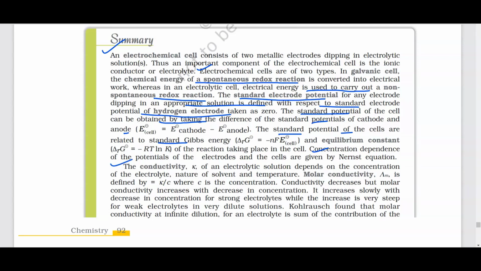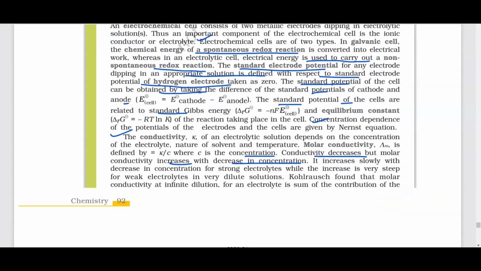The conductivity of an electrolyte solution depends on the concentration of the electrolyte, nature of solvent and temperature. Molar conductivity is defined by κ/C, where C is the concentration. Conductivity decreases, but molar conductivity increases with decrease in concentration. It increases slowly with decrease in concentration for strong electrolytes, while the increase is very steep for weak electrolytes in very dilute solution.